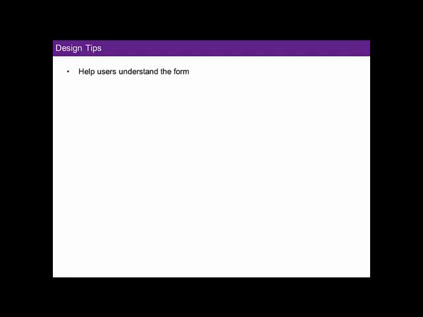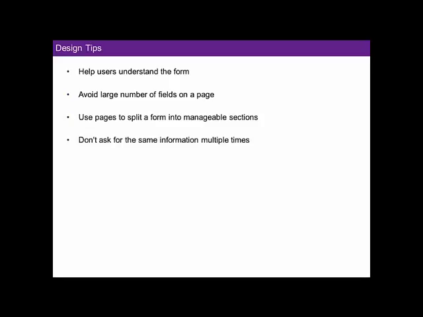So how do you go about helping the users understand the form? Try and avoid large numbers of fields on a page. If that's the case, then breaking up into multiple pages is obviously a very nice way of doing that. So use the pages to split the form into manageable sections, or use sections themselves. Don't ask the same information multiple times. We often see a lot of people confirming data that they already know. It's not always the best thing. If you can pre-fill information, then that's obviously the way to go, and I'm going to show you some examples of that later. Neat, consistent forms are obviously much, much easier. Trying grouping stuff together obviously also helps.